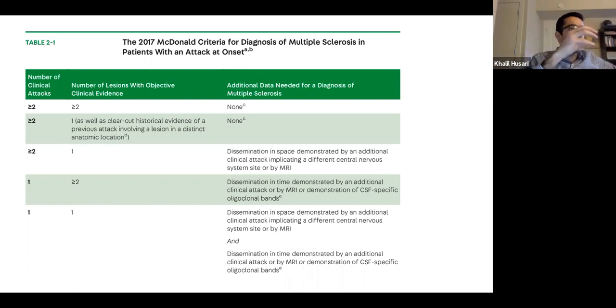Now, what happens if we looked into his eyes, and we found that the patient has also a relative afferent pupillary defect? This means that he had a prior history of optic neuritis, right? So now we have another evidence of dissemination in time and space, because now he's not symptomatic, and we still have an objective evidence. So here we have a diagnosis of multiple sclerosis.